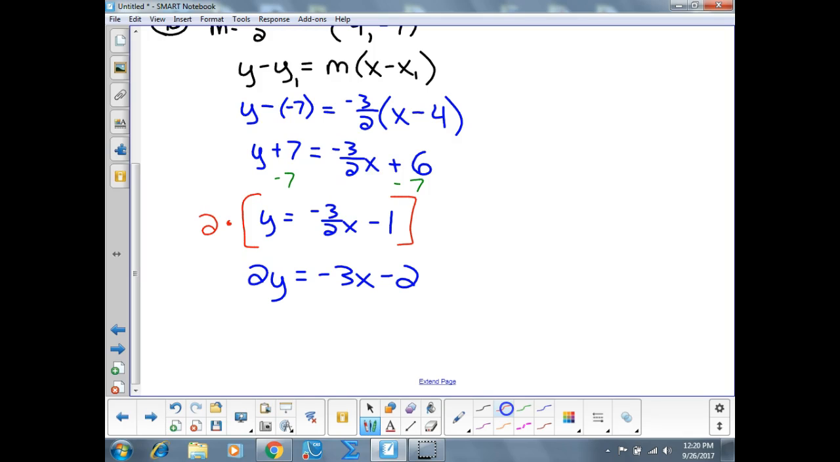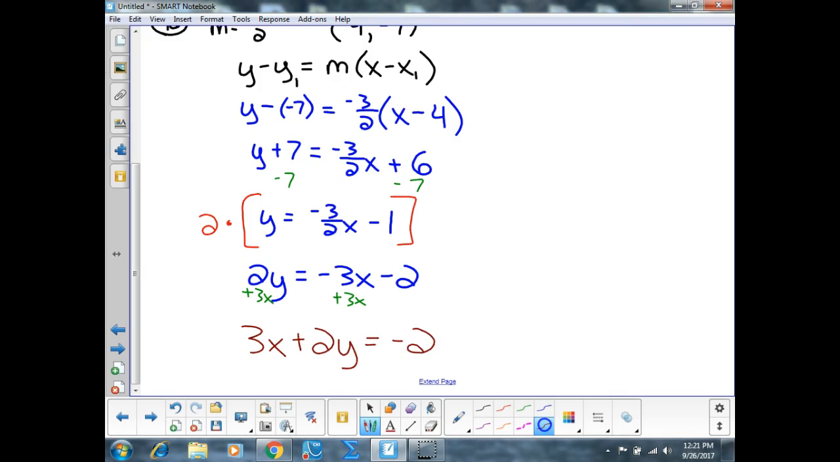In standard form, where are the x's and the y's? On the same side. So I'm going to add 3x to both sides. And that gives me 3x plus 2y equals -2. No fractions, no decimals, and the a coefficient, so the coefficient on the x, is positive. Other questions?